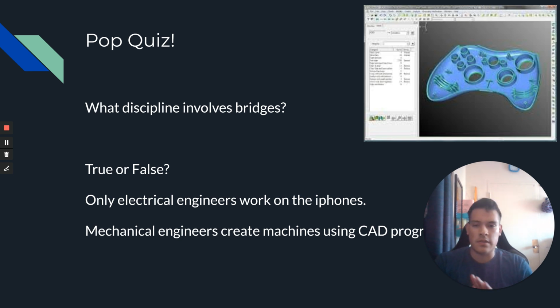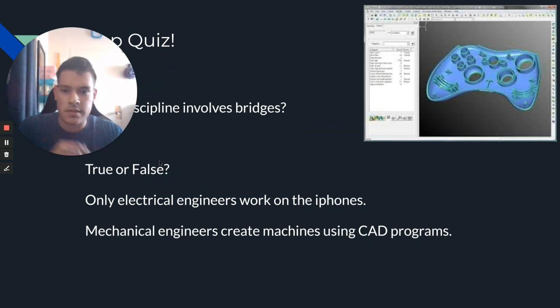Mechanical engineers have a lot to do with it too. A lot goes into a phone rather than just chips and whatnot. Mechanical engineers' job is to make sure the phone doesn't overheat because if it exceeds a certain temperature, they basically have to worry about all these thermodynamic properties in the phone, and it's crazy how much goes into these devices. So as you see here on the top right, oh, I'm sorry, I skipped the last question. Mechanical engineers create machines using CAD programs.